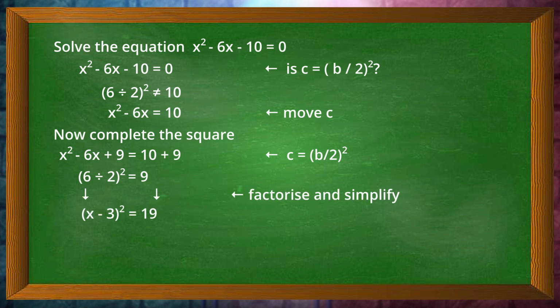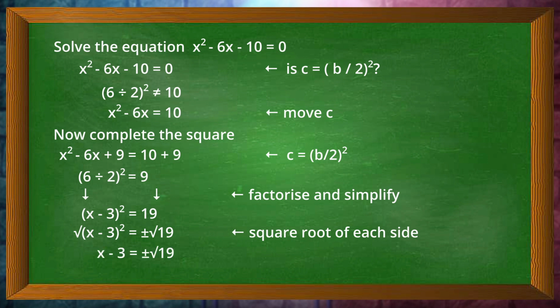Factorize the left side as open bracket x minus 3 close bracket all squared, and simplify the right side by adding 10 and 9 to give 19. Now we have exactly what we had earlier in the lesson. Find the square root of both sides. Remember to show two possible roots on the right hand side.